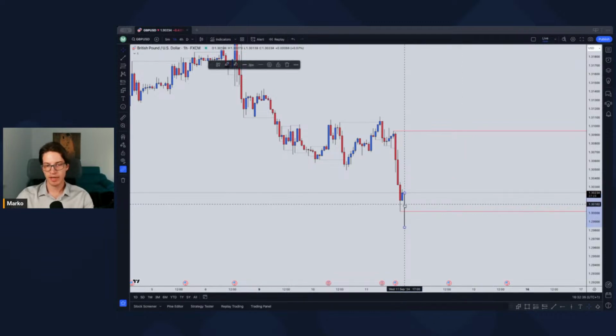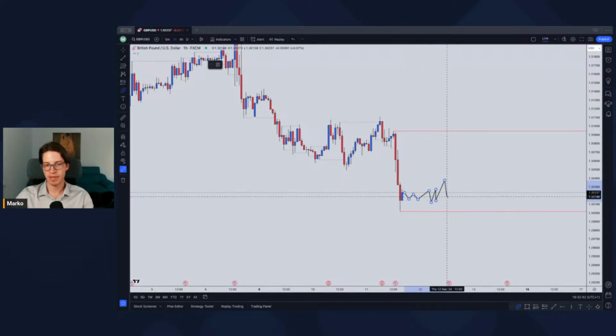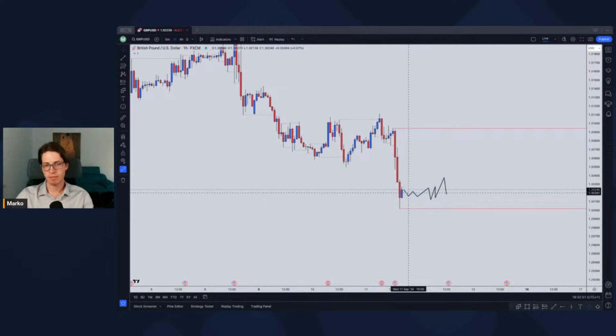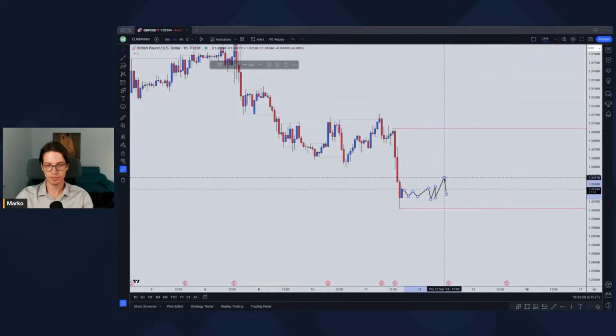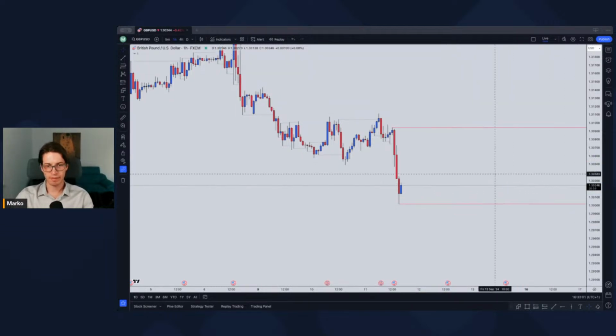But I will also take a flag. If we can get a nice tight flag that has a bit of a range, I really want to see that range because of this large wick and because the price action is kind of not the best. I want to see price pause here, and then I would get in on a sell setup. So that would fit my plan.